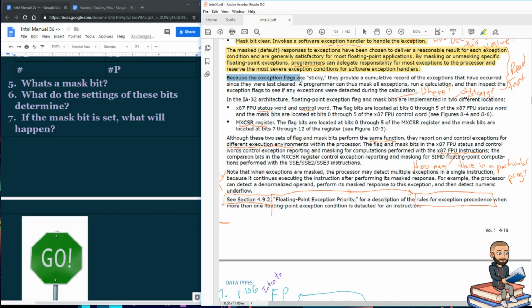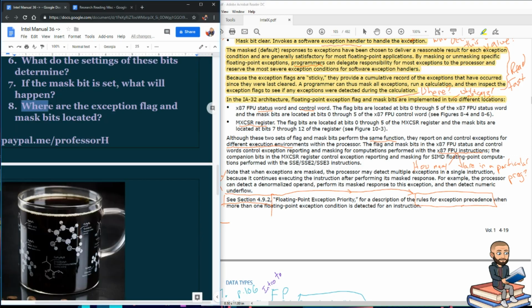Now, because the exception flags are sticky, they provide a cumulative record of the exceptions that have occurred since they were last cleared. A programmer can thus mask all exceptions, run a calculation, and then inspect the exception flags to see if any exceptions were detected during the calculations. In the IA32 architecture, floating point exception flag and mask bits are implemented in 2 different locations. So there's your question, where are the exception flag and mask bits located?